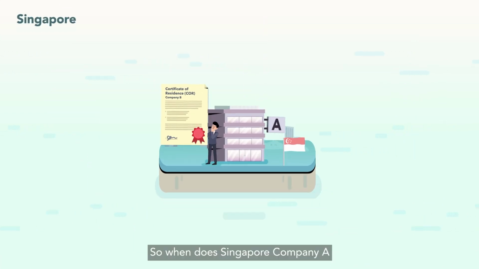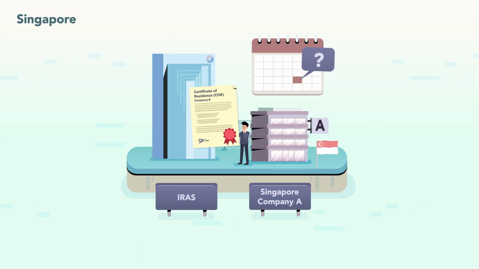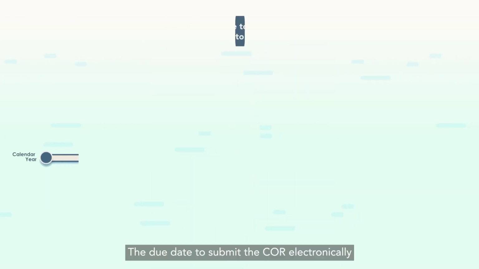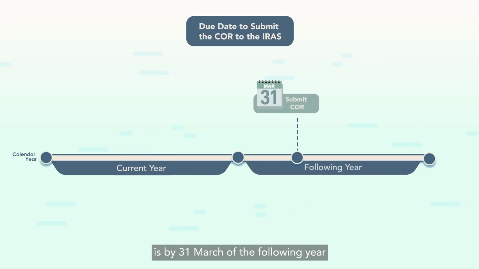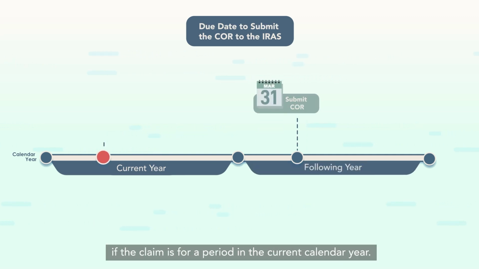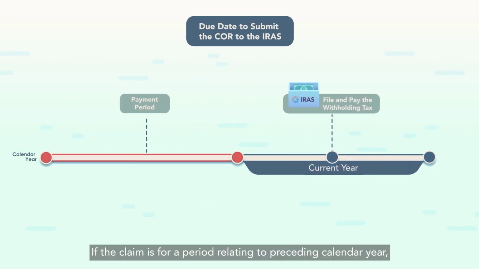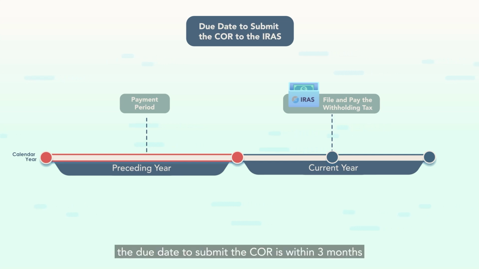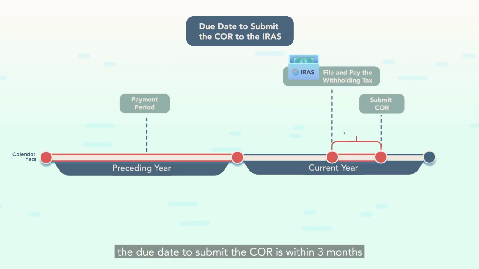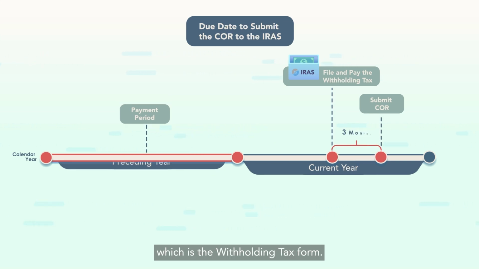So when does Singapore Company A need to submit the COR to the IRAS? The due date to submit the COR electronically is by 31st March of the following year if the claim is for a period in the current calendar year. If the claim is for a period relating to the preceding calendar year, the due date to submit the COR is within 3 months from the date of submission of the Form IR37, which is the withholding tax form.